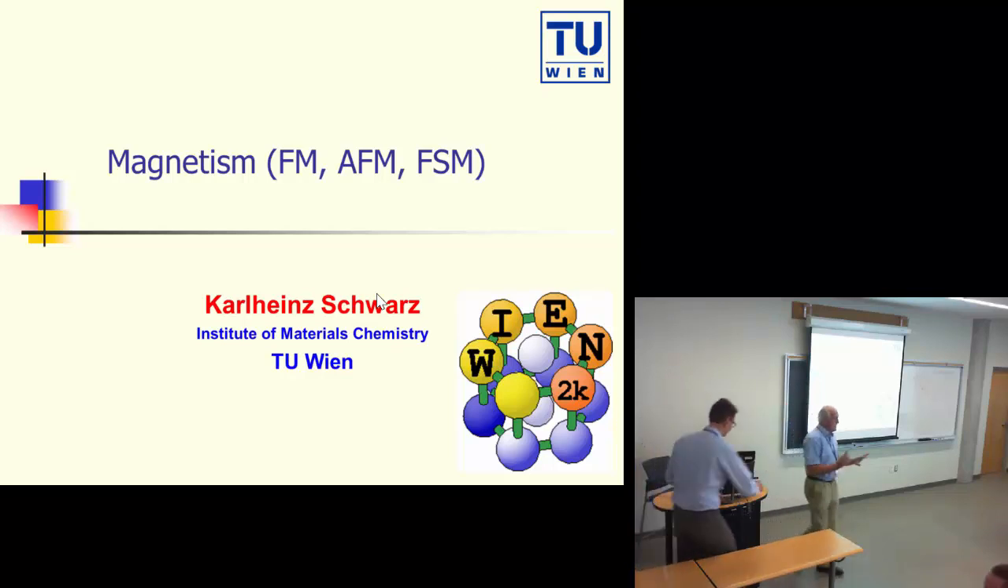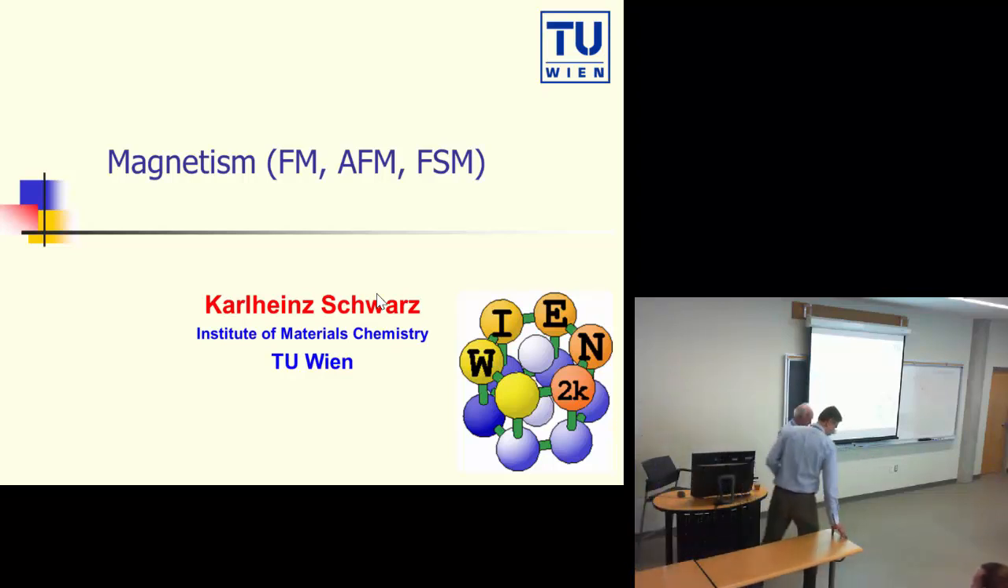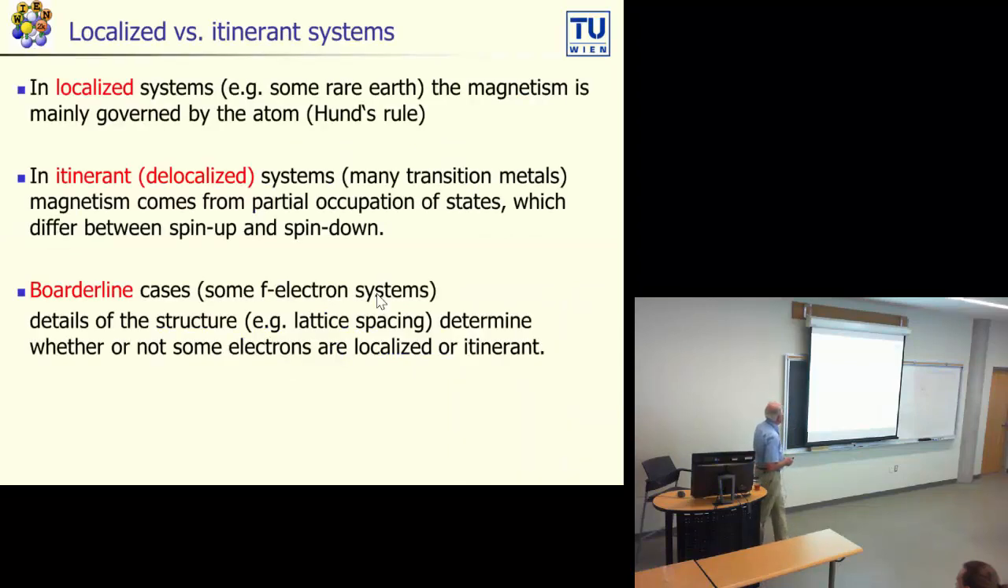Okay, let's shift and go to a completely different topic. I'll try to give you an introduction in magnetism. So let's start with the very simple concept. There are two types of magnetic systems, and the main point is, are the magnetic moments localized? Are they coming from delocalized systems?